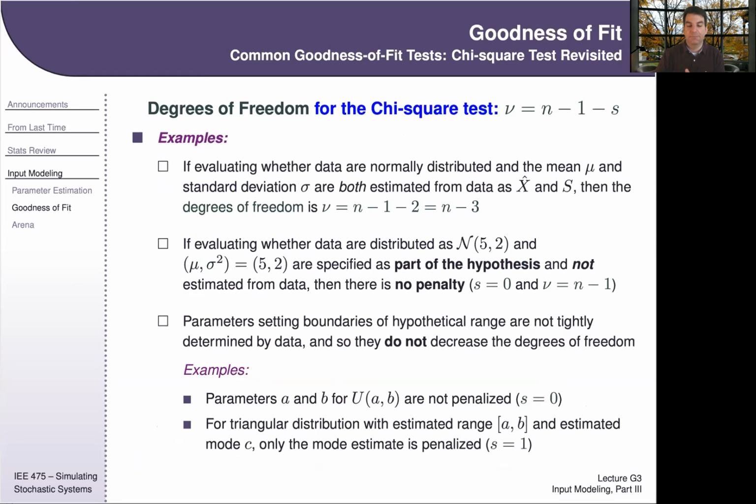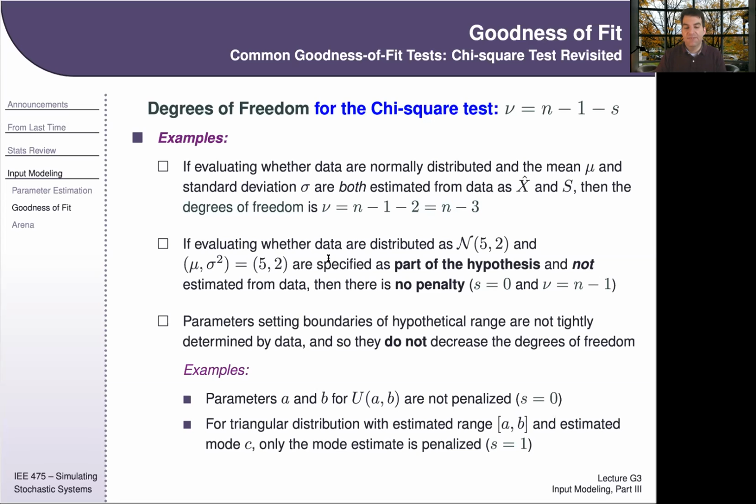These are other examples of when you estimate parameters and when you don't. If they're normally distributed and I get the estimated mean and estimated standard deviation both from the data set, they weren't given to me ahead of time, then my degrees of freedom are my number of bins minus 1, as usual, minus 2, where the 2 corresponds 1 to the mean and 1 to the standard deviation. So my degrees of freedom for the chi-squared test are n minus 3, as opposed to the n minus 1 that you would have used before the midterm.